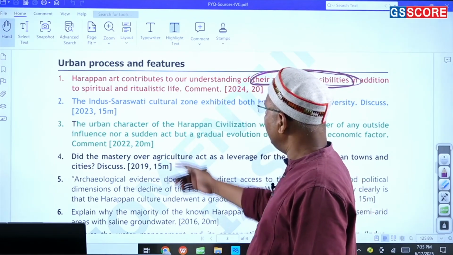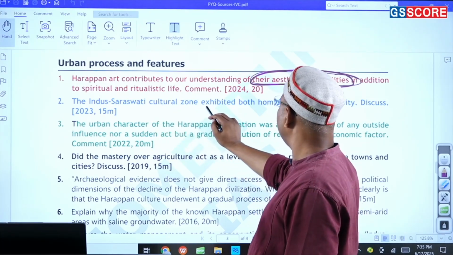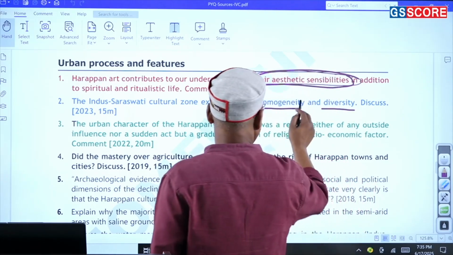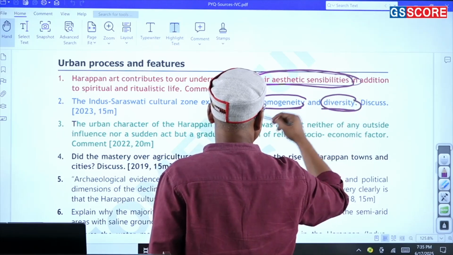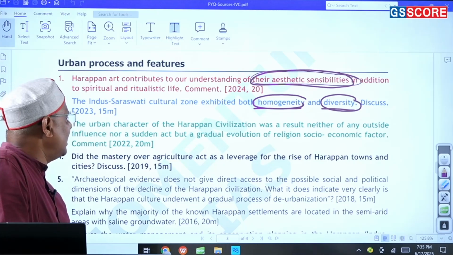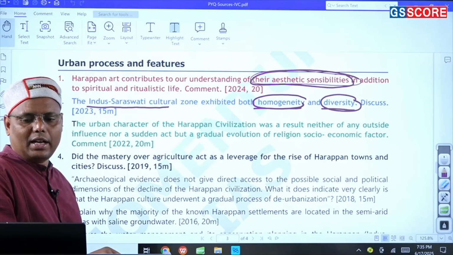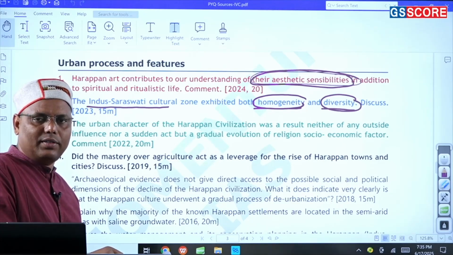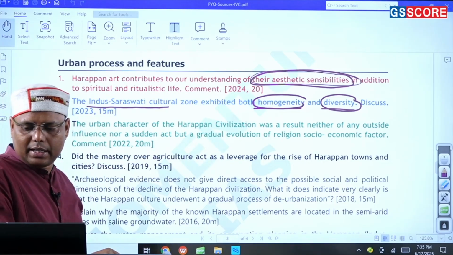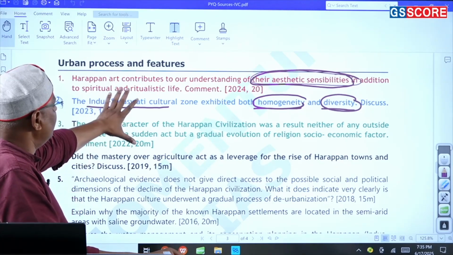In 2023, the year before last, they asked this question: Indus Saraswati Cultural Zone exhibits both homogeneity and diversity. And again, there is a greater meaning to this particular question: homogeneity and diversity. When they call it the Indus Saraswati cultural zone, it is itself a new pattern. Now we do not call it only Indus civilization, because many archaeologists have questioned that if it was spread over such a large region, how can we call it the Indus region or Indus civilization only? Anyway, this question is not about that.